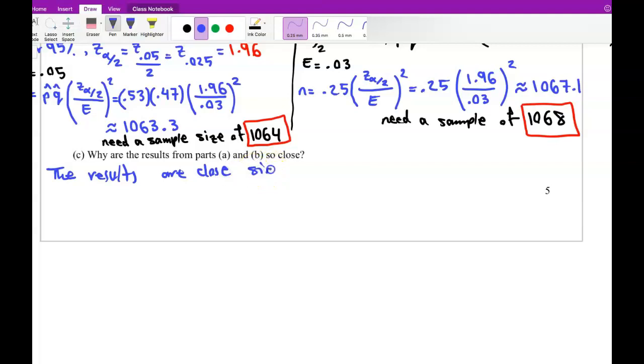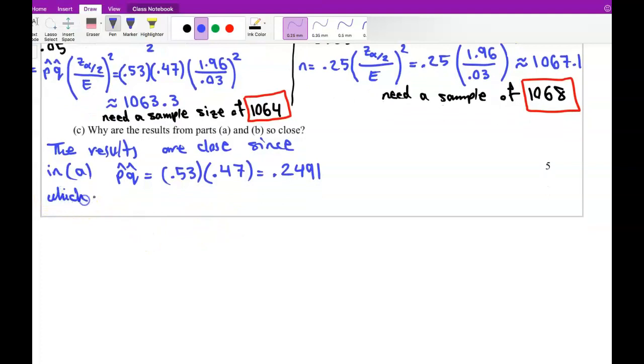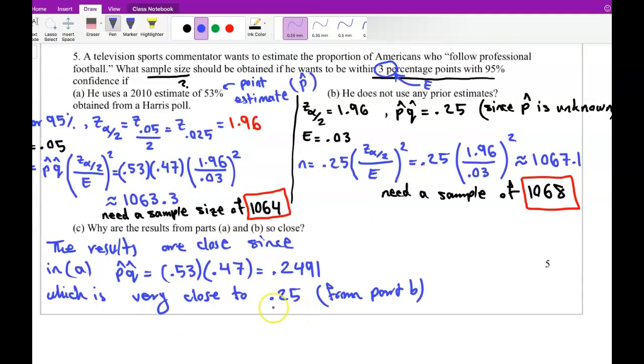So results are close since in part A, P hat Q hat is equal to 0.53 times 0.47, and that is equal to 0.2491, which is very close to 0.25 from part B. Okay, so this is the reason why the results are so close, the sample size.